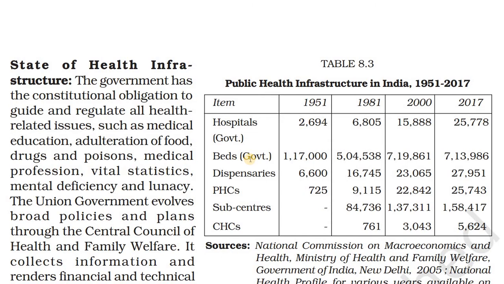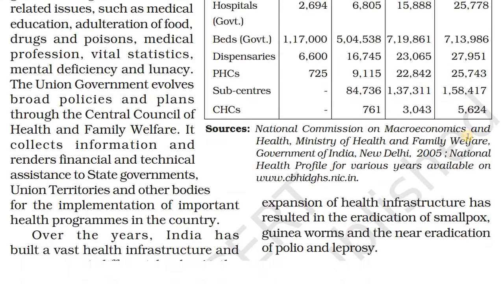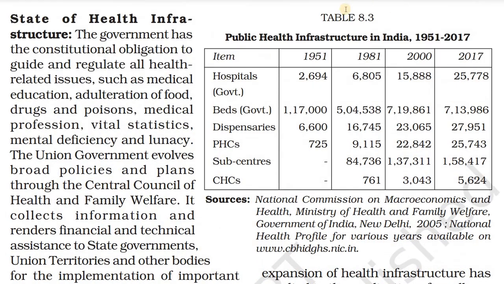Dispensaries were 6,600, now 27,951. PHCs are 25,743. Sub-centers are 1,58,000. Community Health Centers, CHCs, are 5,624. After independence, there has been a major development in terms of health service. By this growth rate, we can understand that there is a major development in this field.